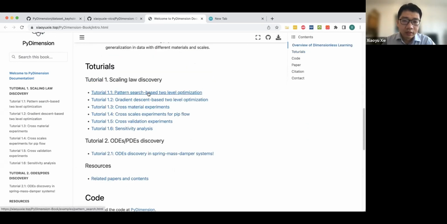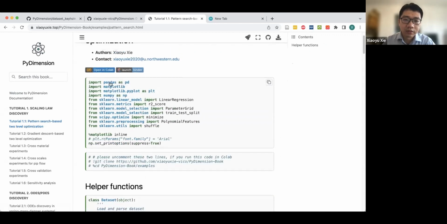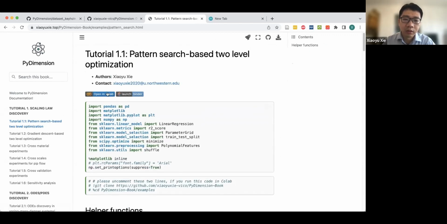Here I want to demonstrate how to use the code, like the pattern search. I mentioned pattern search, but I will not go into the details of it; you can refer to the paper. Here is an overview of the two-level optimization. If you want to run the code on your computer, you can directly click here to open it on Colab or in Binder.